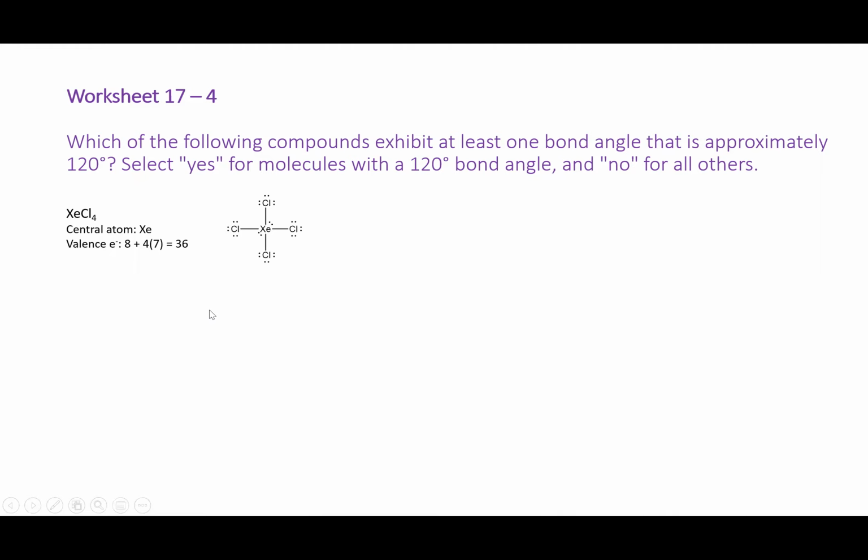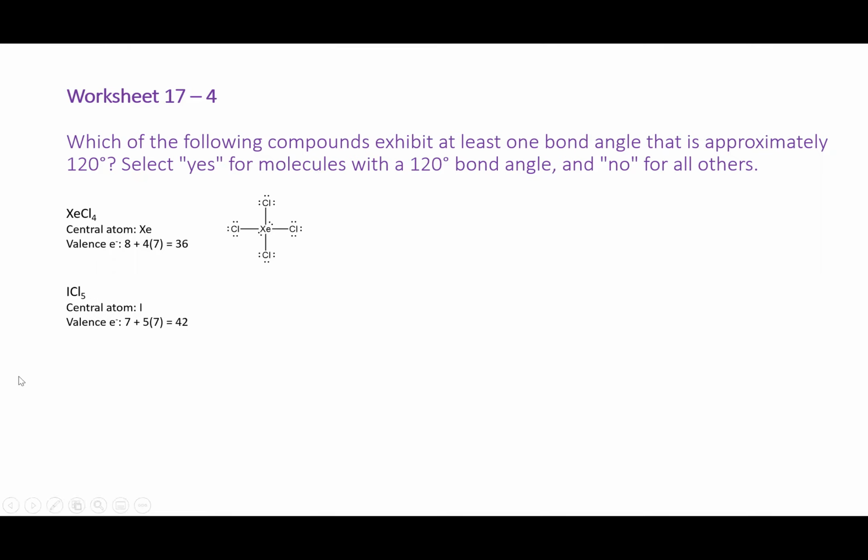So in this case, if we take a look at this geometry, each of the chlorines is about 90 degrees away from each other. So in this case here, we don't have any bonds that are around 120 degrees. So moving on, let's take a look at another example.